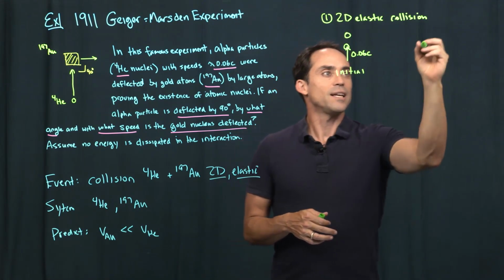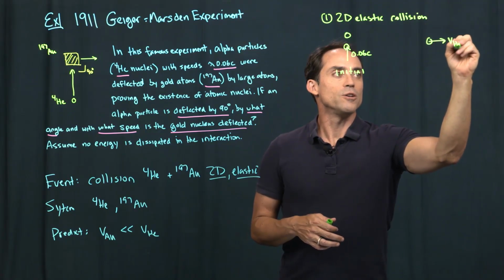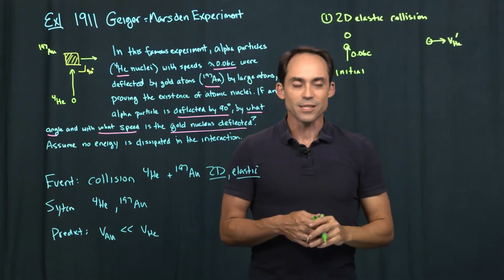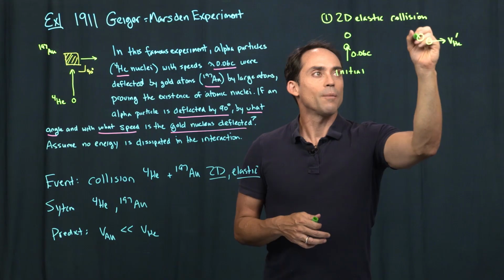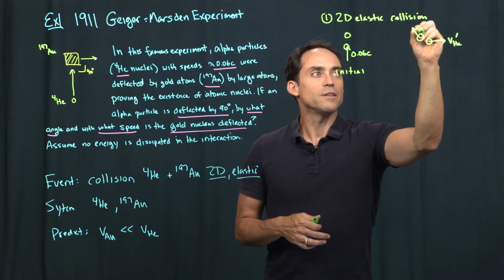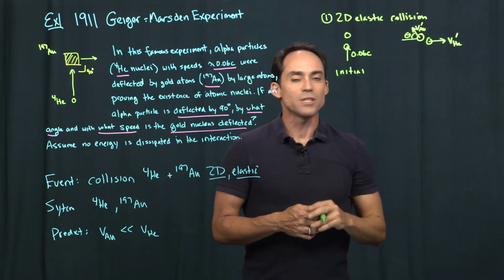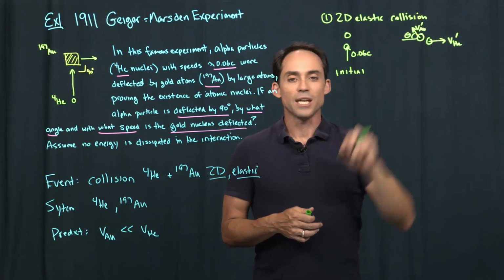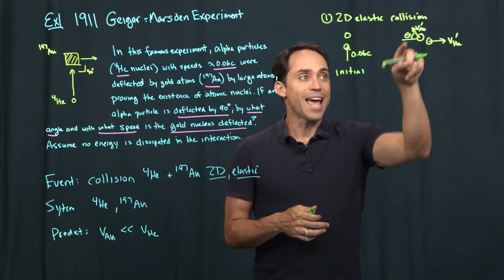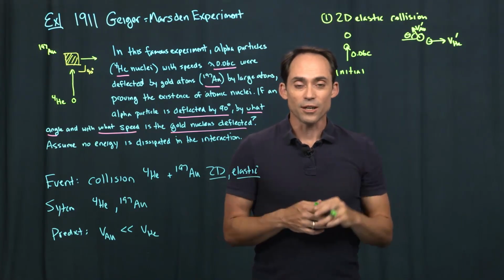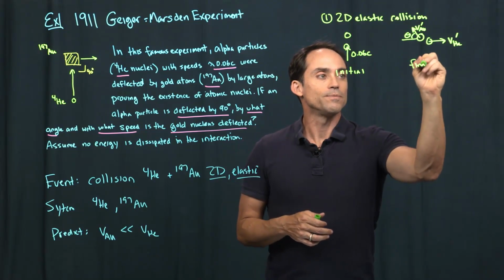Our final state is the helium nucleus traveling out with some unknown speed, which we'll have to calculate, and the gold nucleus also being deflected, and I'm going to make a guess that it's deflected in some direction that way. And of course, the numbers that we're interested in calculating are both that speed, the velocity after the collision of the gold nucleus, and the angle relative to the horizontal in which that gold nucleus is deflected. So this is our final case.